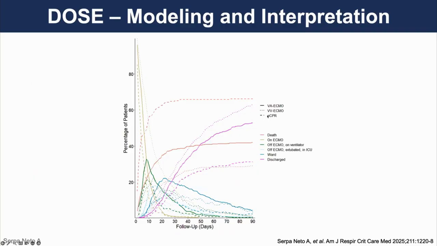This is another graphical representation where you can see the solid or dashed lines are related to the type of ECMO. And then you have here the different states. For example, if you look at the discharged state, you can see that over time, the proportion of patients discharged increased. And this, of course, is higher in patients undergoing VV ECMO, slightly lower in patients undergoing VA ECMO, and much lower in patients undergoing eCPR. But you have all other states in this line plot.